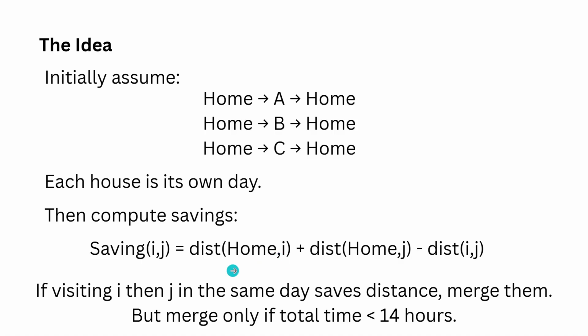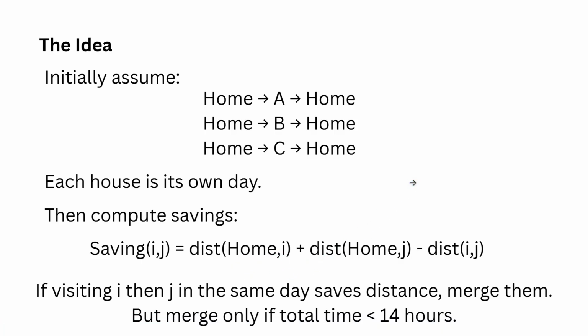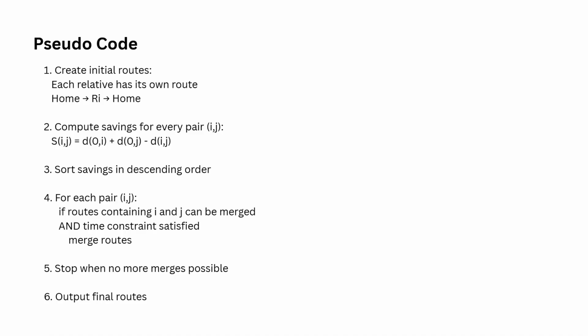So if visiting i and then j in the same day saves distance, merge them, but merge only if the total time is less than 14 hours. So the pseudocode for it is: create initial route. Each relative has its own route: home, Ri, home. Compute savings for each pair.